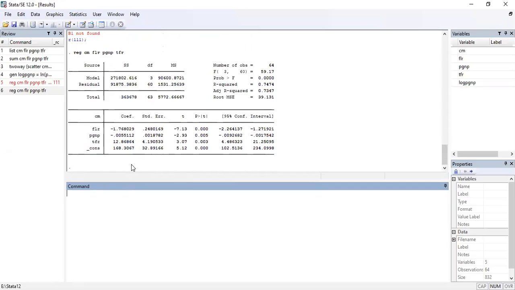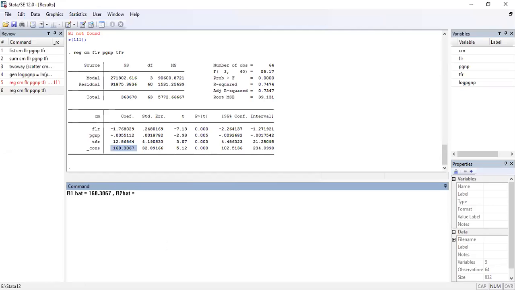So first one is beta 1 hat, which is 168. How do you explain that? If FLR, PGNP, and TFR are 0, then on average, CM, as in child mortality, will be 168.